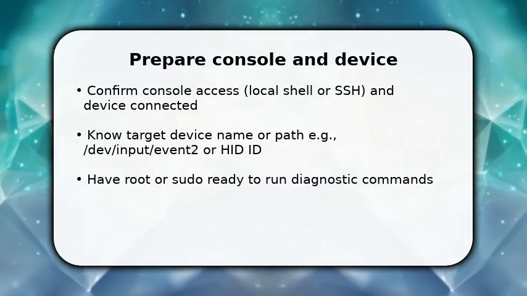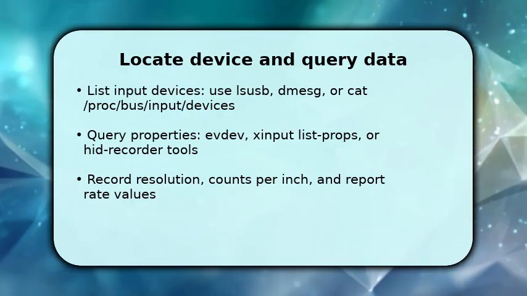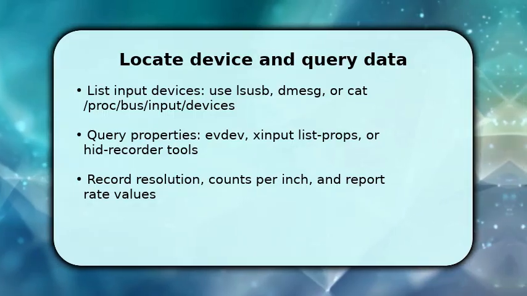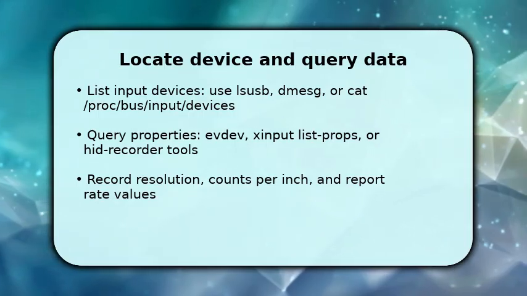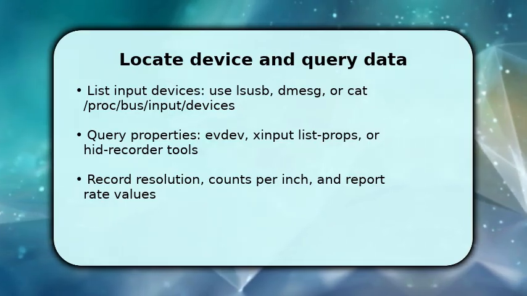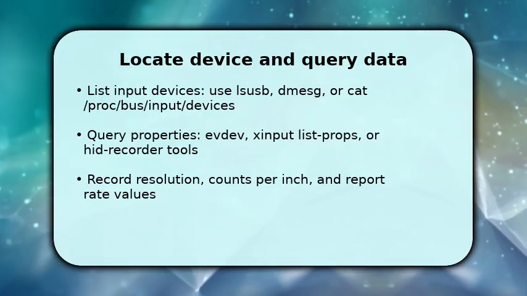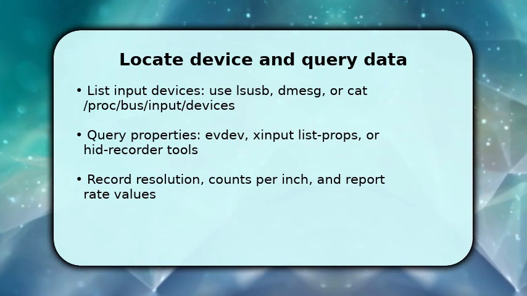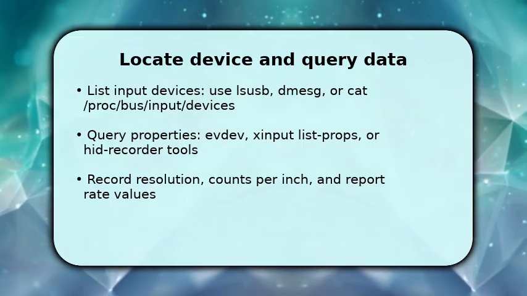You now find the exact device entry with tools like lsusb, dmesg, or by reading /proc/bus/input/devices. This gives vendor and product ID. Once located, use fdisk or input props to read resolution and axis units. These tools reveal counts per unit and report rate. If evdev reports resolution per inch, convert to DPI by multiplying by 25.4 to get counts per inch. Take note of any scaling or software acceleration parameters while you read the numbers.